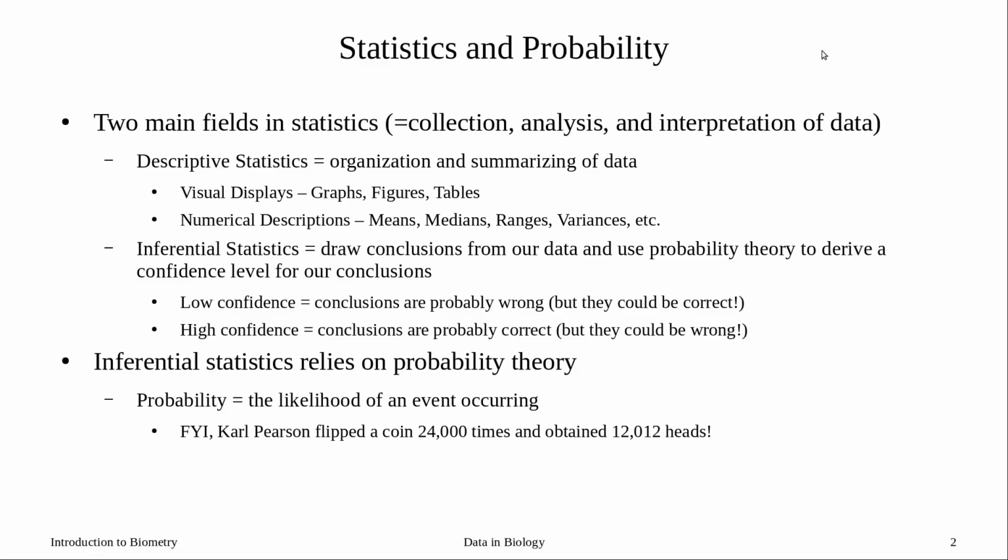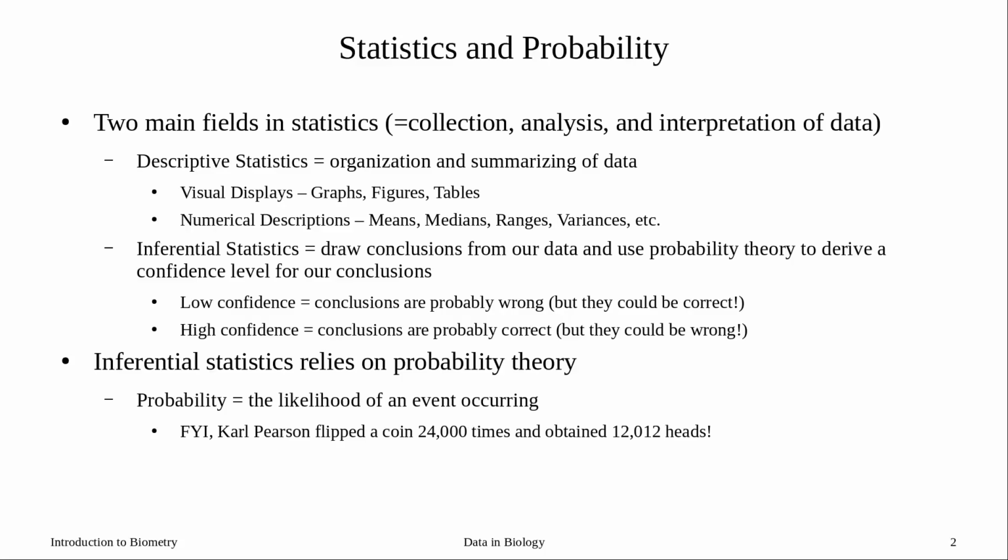There are really two main fields in statistics: descriptive statistics and inferential statistics. Descriptive statistics is the organization and summarizing of the data. In descriptive statistics, you take your data set and either display it visually as a graph, a figure, or a table, or summarize it using numbers, such as means and medians, ranges and variances. With descriptive statistics, you're not trying to do any sort of statistical test. You are just trying to describe the data. What's the central tendency? What's the spread?